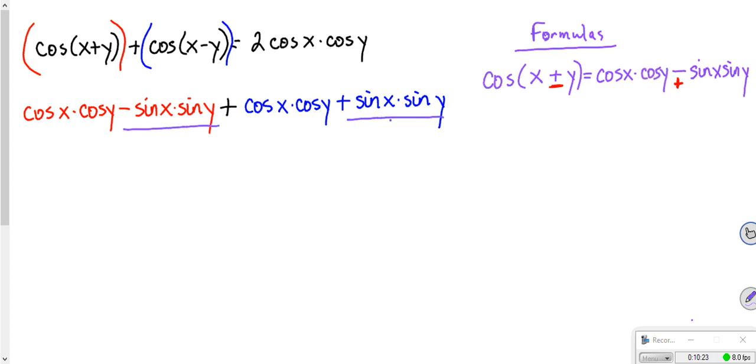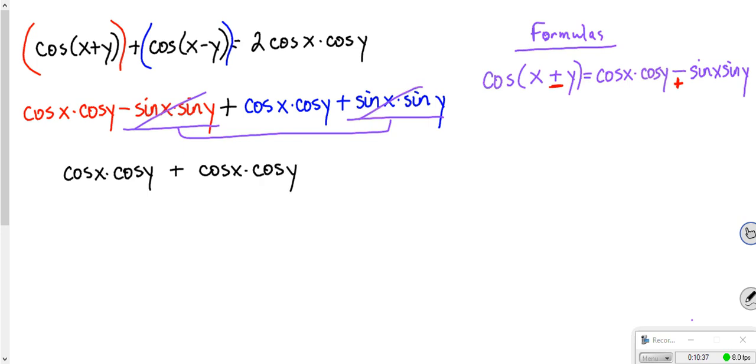Okay? Now, notice that these are like terms, but they cancel. One's a minus, one's a plus. So all I'm left with then is cosine x cosine y plus cosine x cosine y. Well, that gives me two of them. 2 cosine x times cosine y.